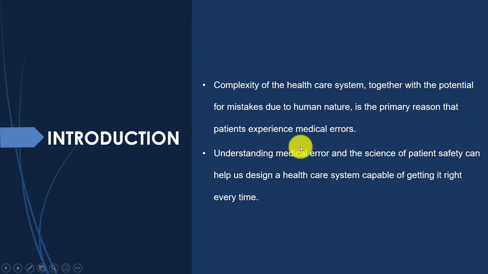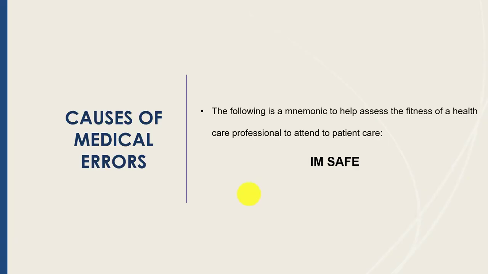So, understanding medical errors and the science of patient safety can help us design systems capable of getting it right every time, systems that are able to address the complexity and build safety nets around human errors so that these things don't result in harm to the patient. One of the things we can do is a self assessment to make sure that we are not in a situation where we are more prone to harm a patient.